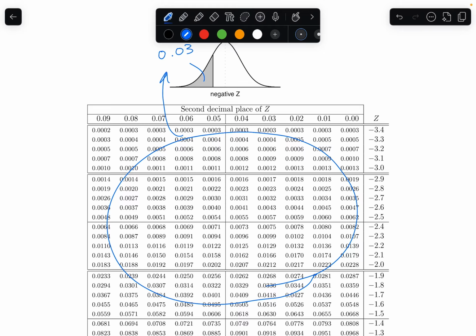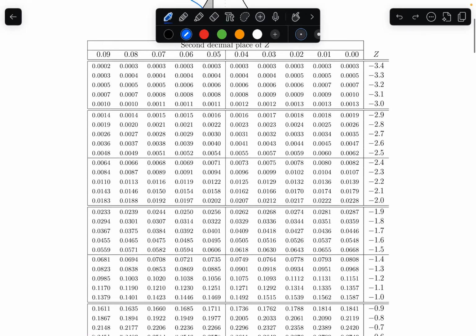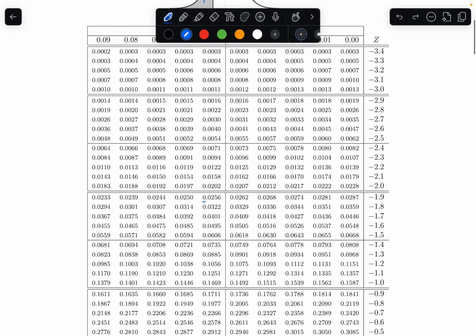You may end up kind of partway between those two. We can usually find which one's the closest. So I'm going to look for 0.03, and I see here's like 0.0256. That's not quite big enough. Here's 0.0322. That's too big, so it's going to be somewhere between those two.